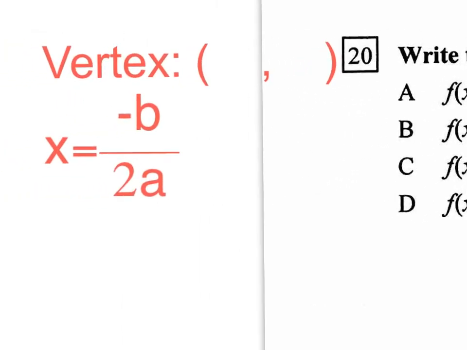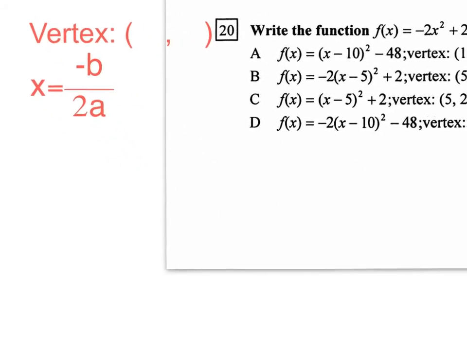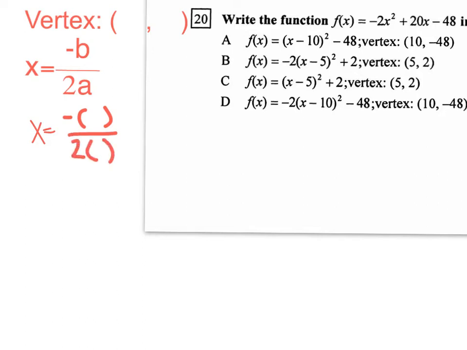It is definitely negative b over 2a. So your vertex is going to be a coordinate, and the x value of that vertex will be negative b over 2a. So let's work this out. X equals negative b, parentheses, over 2 times parentheses. So the b value is 20, and the a value is negative 2. So what do we really have? We have negative 20 divided by negative 4, which means that the x value is 5. So the vertex x value is 5.